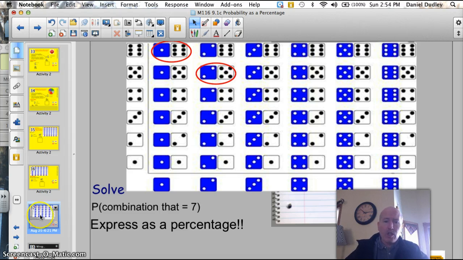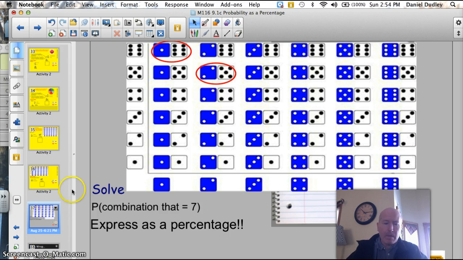Now, I want you to look and see if you can find out what the probability is of getting a combination that equals 7 and express that as a percentage. And I've already helped you with a couple here. I circled them in red. Here's a 1 and a 6, that would equal 7. Here's a 2 and a 5, and that would equal 7. And you can freeze the screen here and count the rest to see if you can find how many chances out of 36 there are that equal 7. Turn it into a decimal, and then express it as a percent. Go ahead.